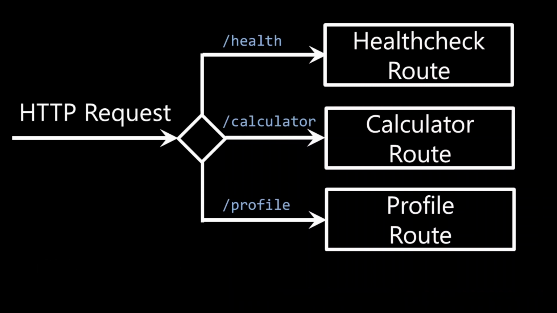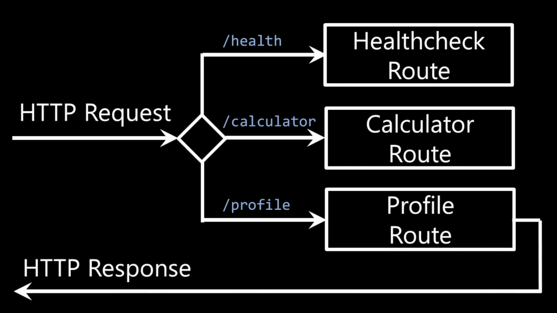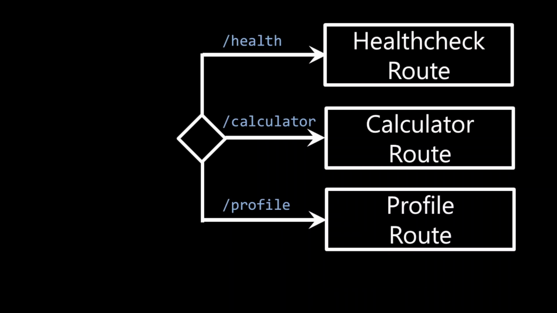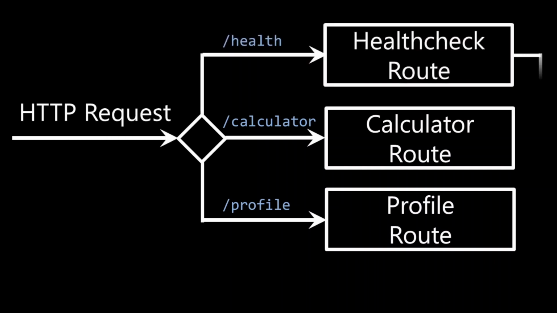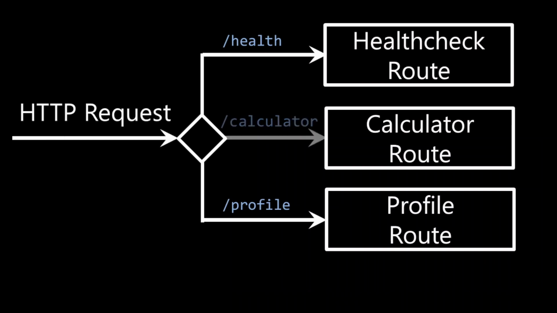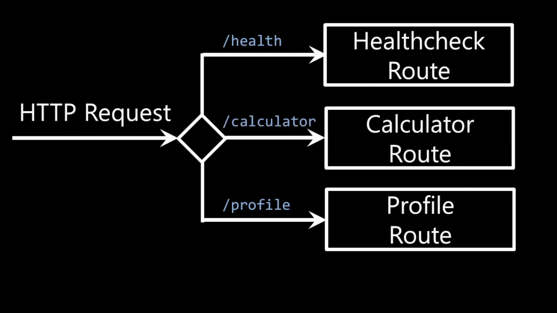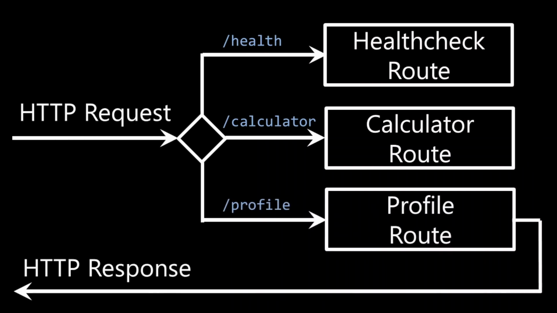profile path. Any request with a path which starts with calculator will be routed to the calculator router. For example, /calculator or /calculator/ID. And the same goes for other routes like profile. Each router is like a mini Express app, and it can have different HTTP methods, such as GET or POST. Let's see how we can use router.